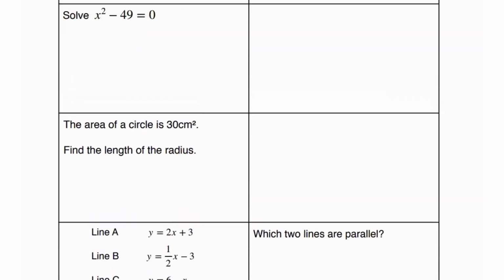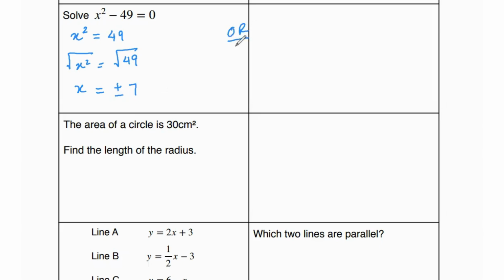Then it says solve x squared minus 49 equals to 0. So we have a quadratic equation. There are two ways to solve this. Either you make x squared the subject and take 49 to the other side. Then you take the square root on both sides. And that leaves us with x equals to plus minus 7.